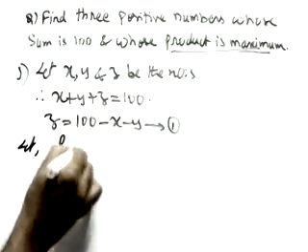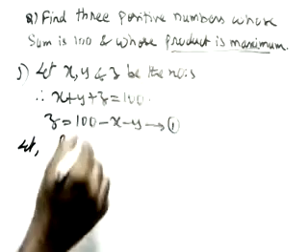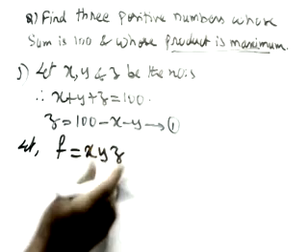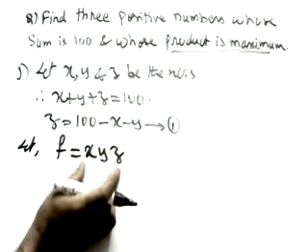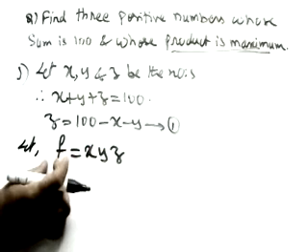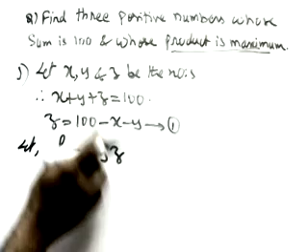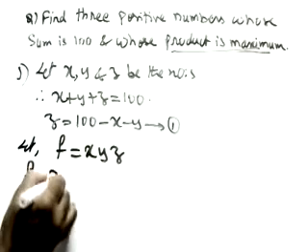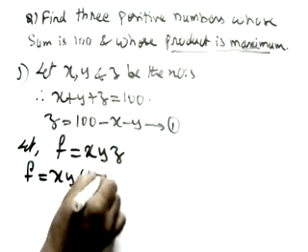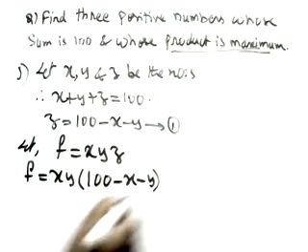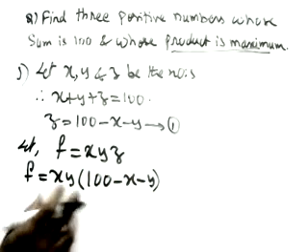Let me suppose this by f. Let f equal the product, meaning multiplication, so xyz. This we have to find to be maximum. The product should be maximum, for that we suppose f. Now let me take out z from here. f equals xy into z, which is 100 minus x minus y.